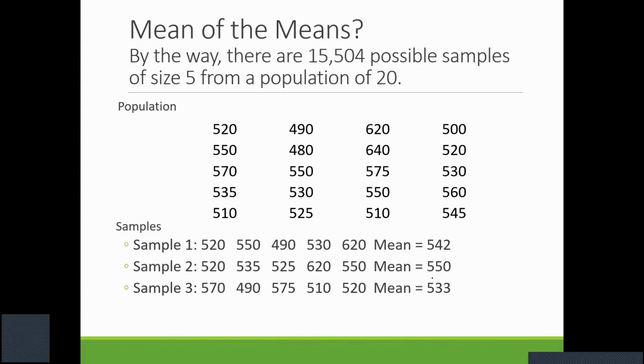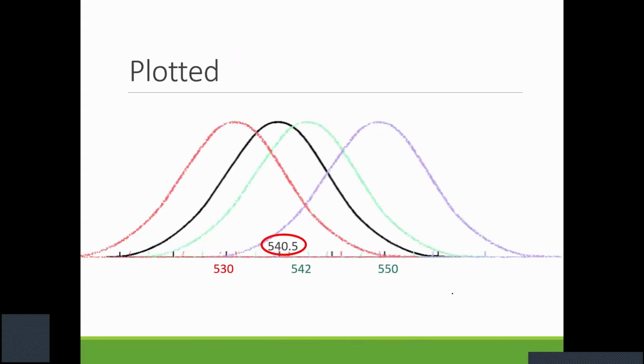By the way, when you figure it out, remember the big N factorial over little n factorial times big N minus little n factorial. You'll find out there are 15,504 possible ways we can take a sample of size 5 from this little population. For each of these samples, we compute their means. The mean of the first one is 542, the second one's 550, and the third one is 533.